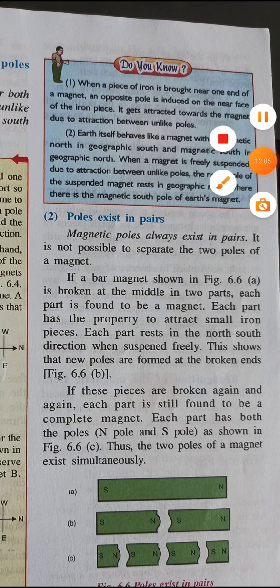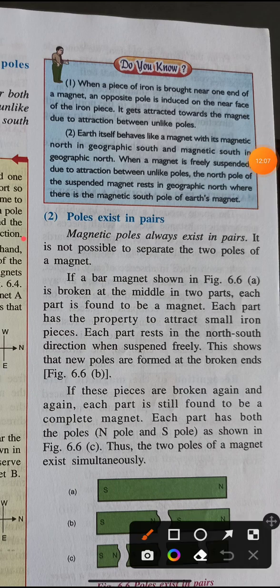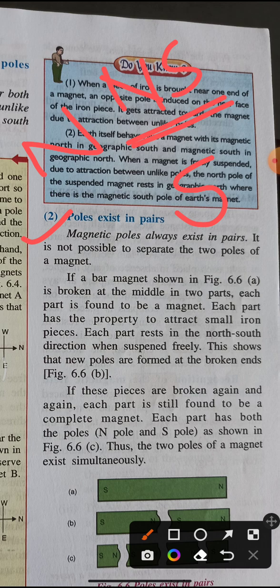Now the second property: poles exist in pairs. There is never a single pole. A magnet will not have only a north pole, nor only a south pole. It will always have N and S, north and south both.